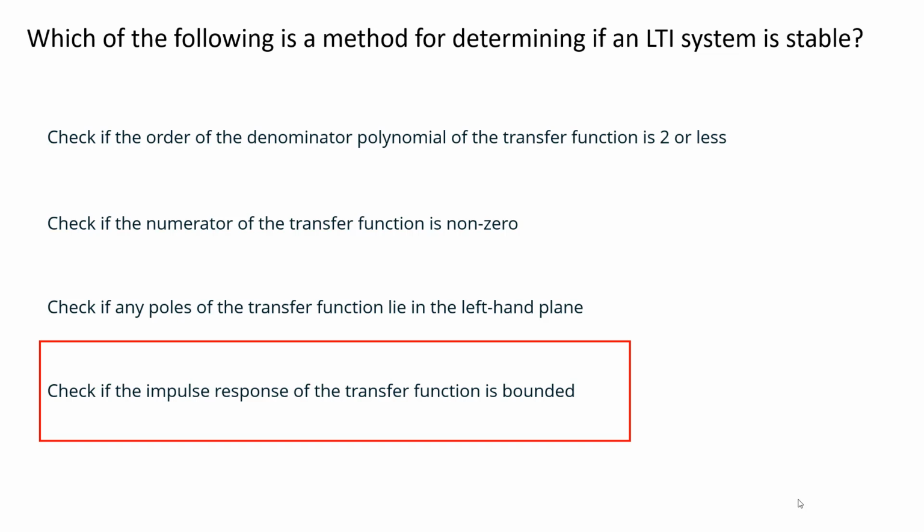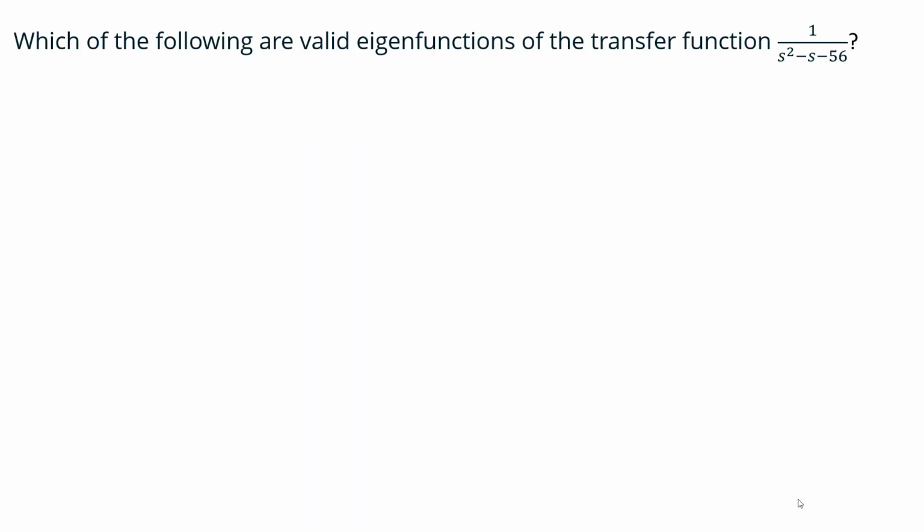Now, I mentioned stability: in reality, you're not going to have a system that's exploding infinitely, because that would take an infinite amount of energy. But the goal, when you have a stable system, is that you want it to converge on a certain value, a set point. All right, which of the following are valid eigenfunctions for the transfer function 1 over s squared minus s minus 56?